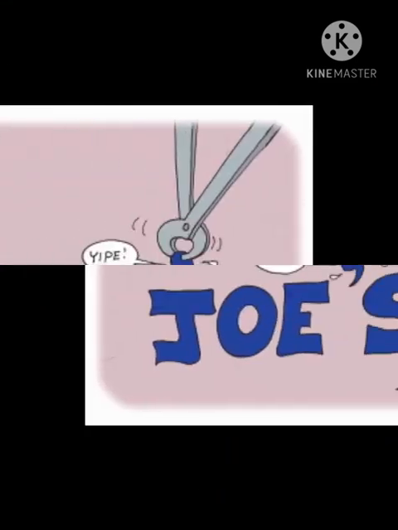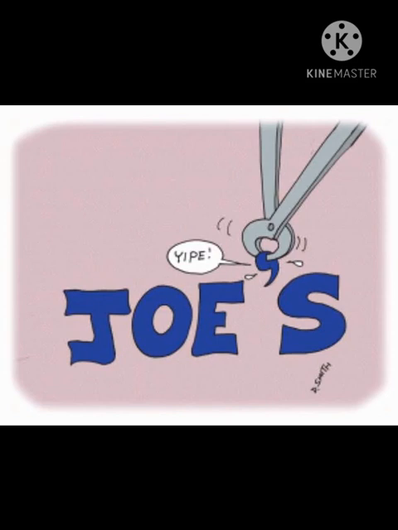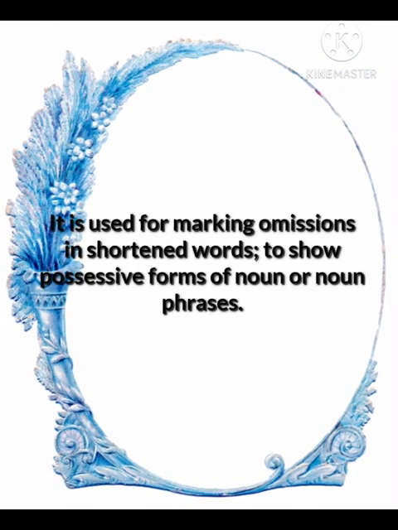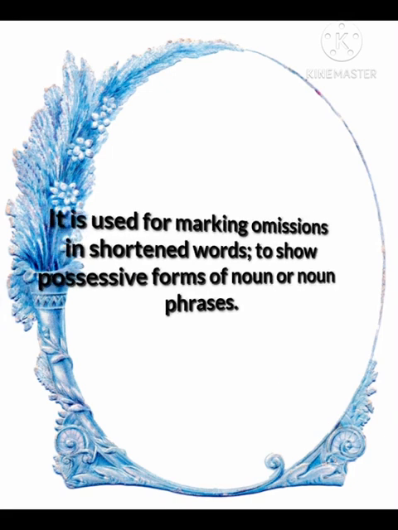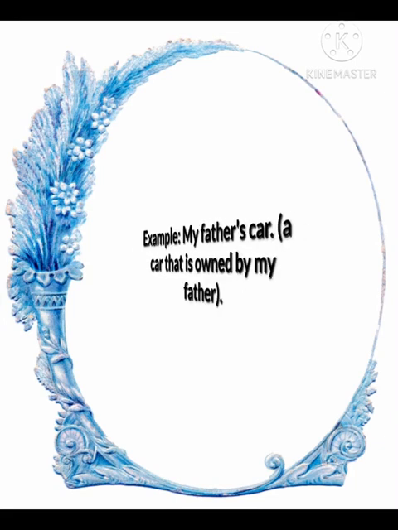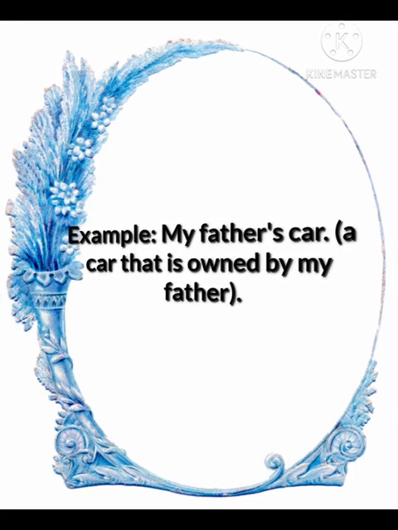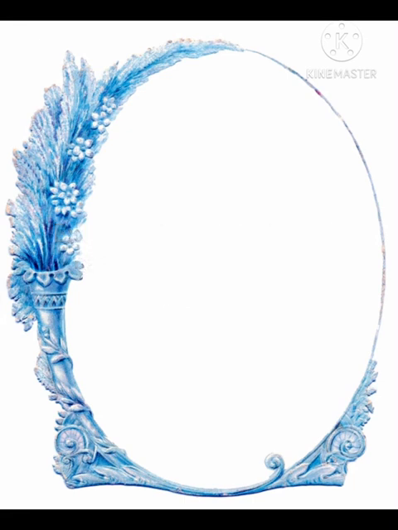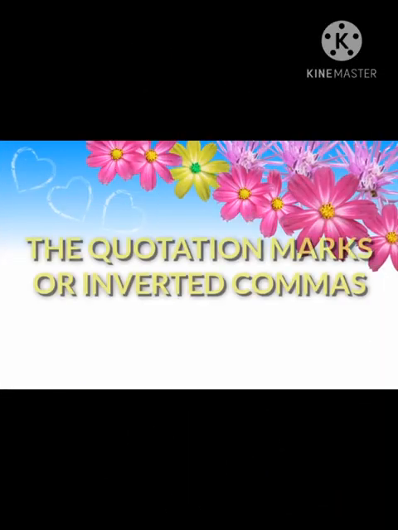Okay, let's look at the apostrophe. The apostrophe is used for marking omission in shortened words or to show possessive forms of a noun or a noun phrase, such as my father's car. My father's car indicates that the car is owned by my father, the car that belongs to my father. Or sometimes it could show the plural form of some group of words.